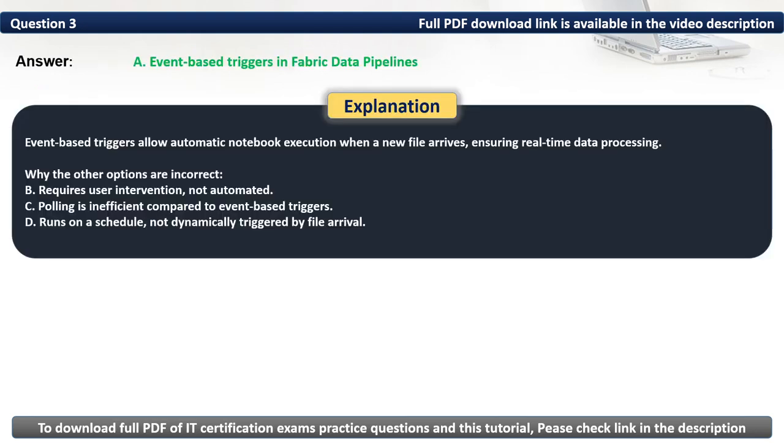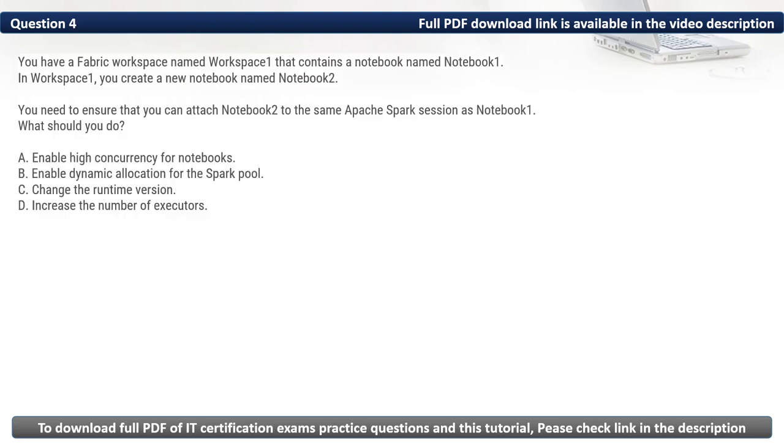Event-based triggers allow automatic notebook execution when a new file arrives, ensuring real-time data processing. Question 4. You have a Fabric workspace named Workspace 1 that contains a notebook named Notebook 1. In Workspace 1, you create a new notebook named Notebook 2. You need to ensure that you can attach Notebook 2 to the same Apache Spark session as Notebook 1. What should you do?